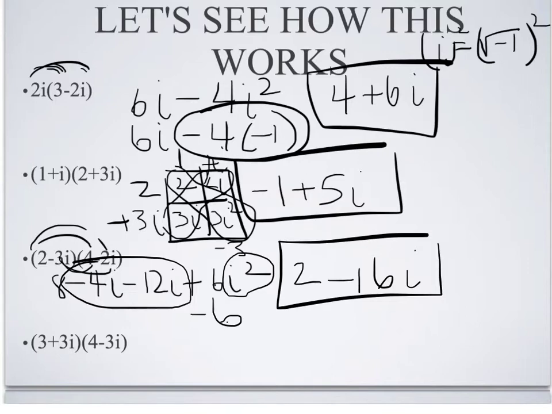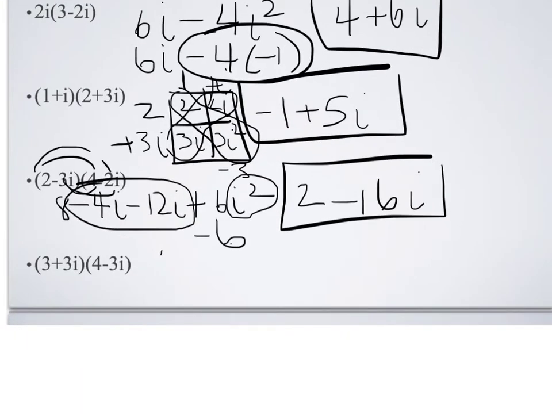The last one, if we FOIL it out, I will use the box for this one. Let's erase some of this. Let's not do that. Okay, so let's FOIL this one out. I was going to use the box, but I don't have enough room.